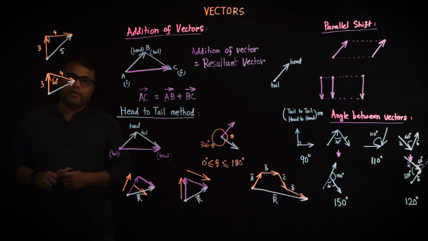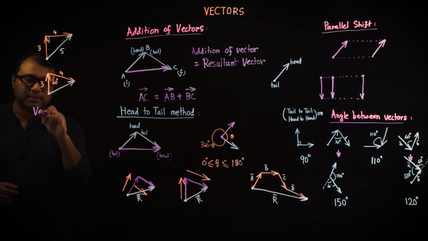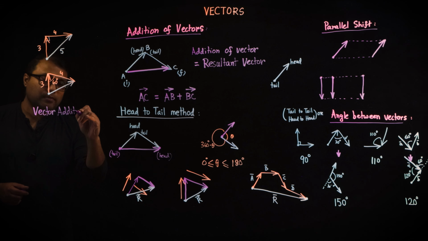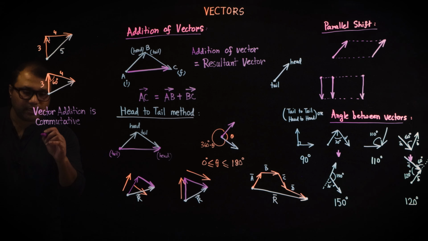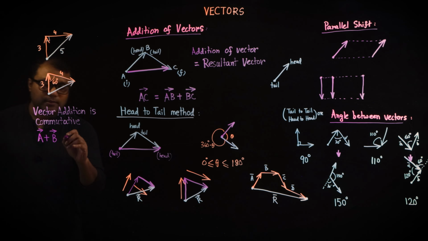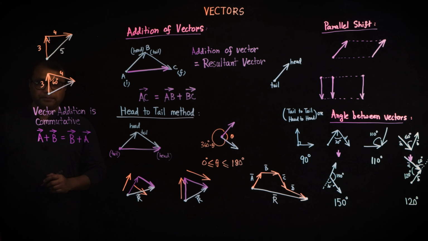Last point before we close this chapter. Vector addition is commutative. What does that mean? If I find out vector A plus vector B, this will be the same as vector B plus vector A. Okay. How to prove that very quickly, very easily?